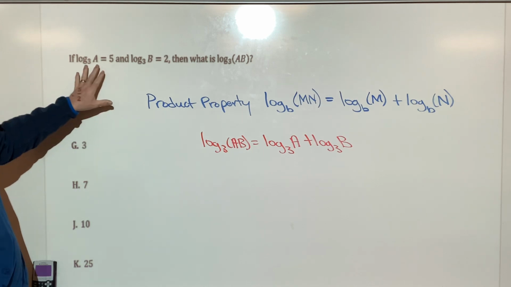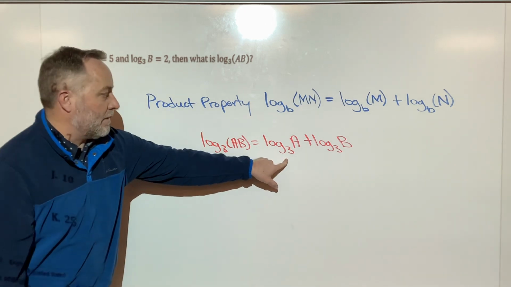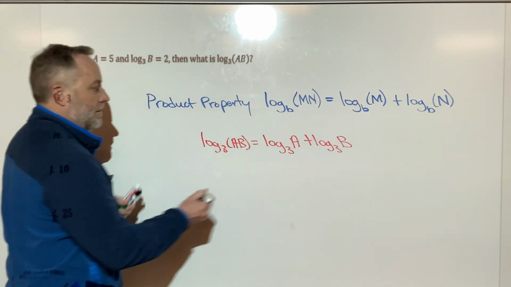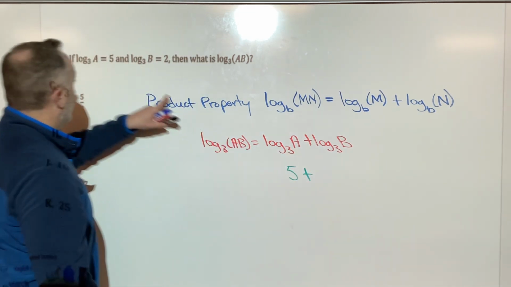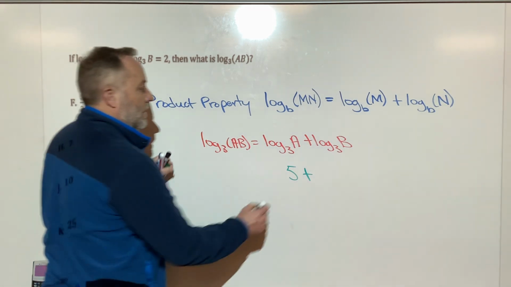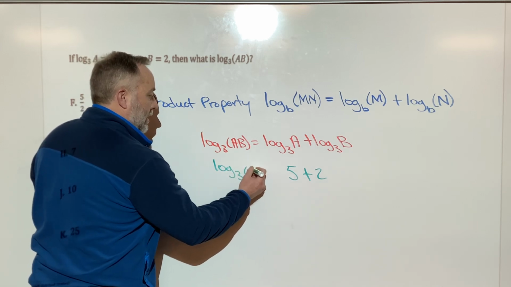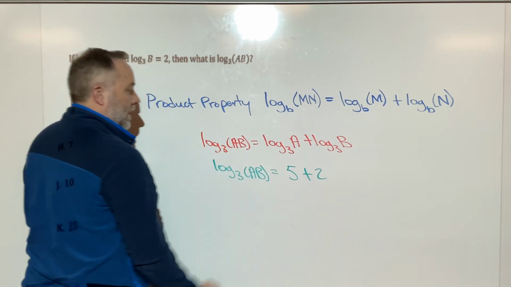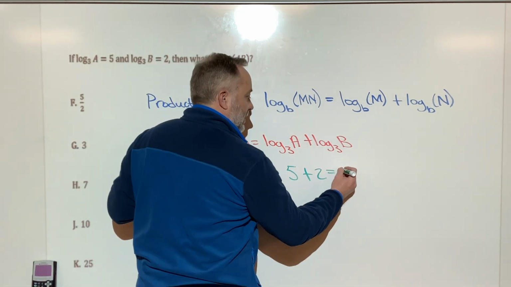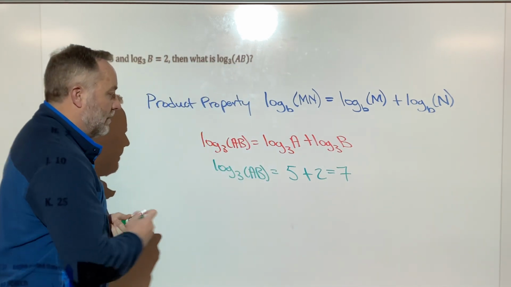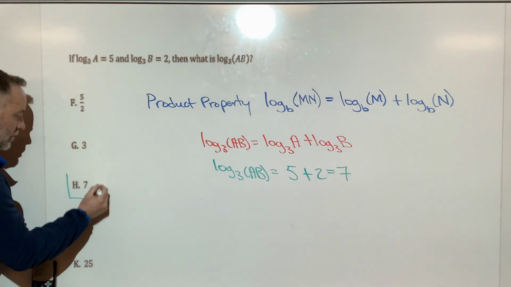And then the problem begins by telling us what those two values equal. So the log base 3 of a is equal to 5, so that's just going to be 5 plus the log base 3 of b. Log base 3 of b is equal to 2. And so we have the log base 3 of a times b, or ab, which is what we're being asked, is equal to 5 plus 2, and 5 plus 2 is just 7. So the log base 3 of ab is equal to 7, and we can find that in choice H.